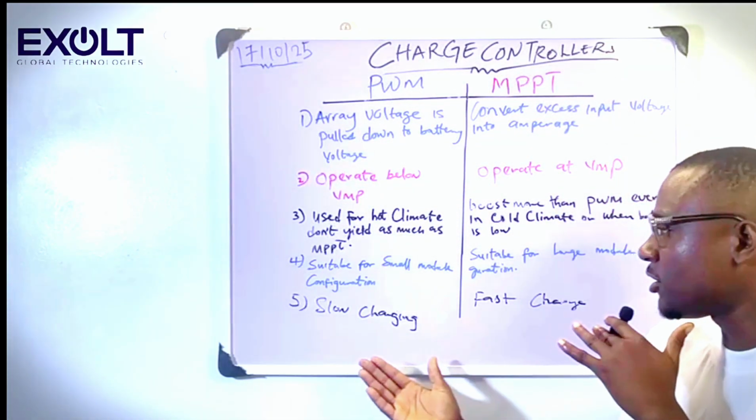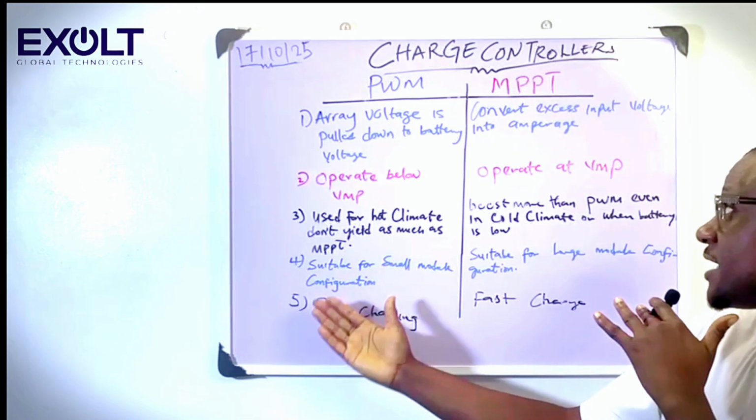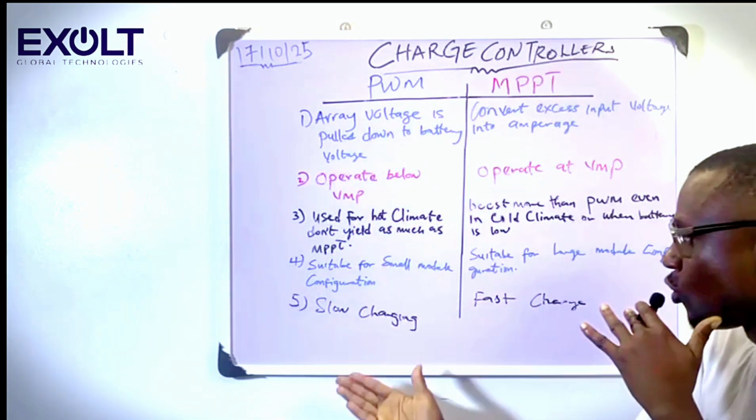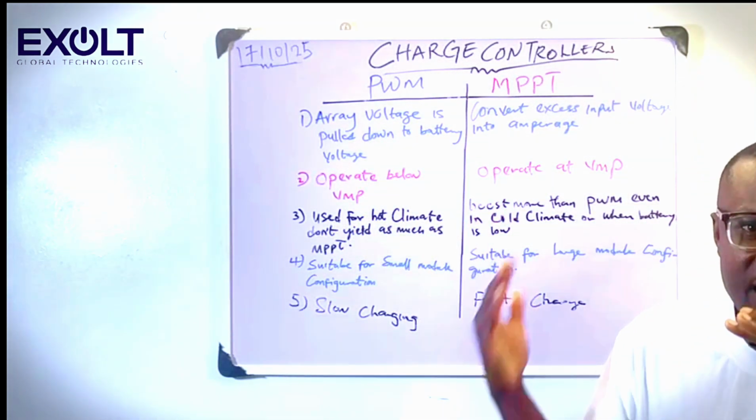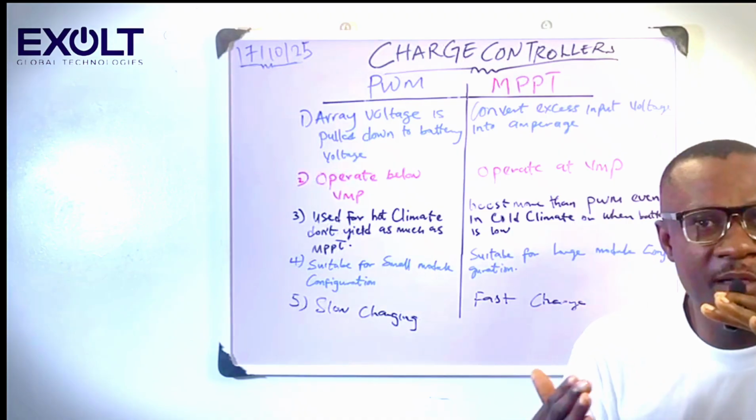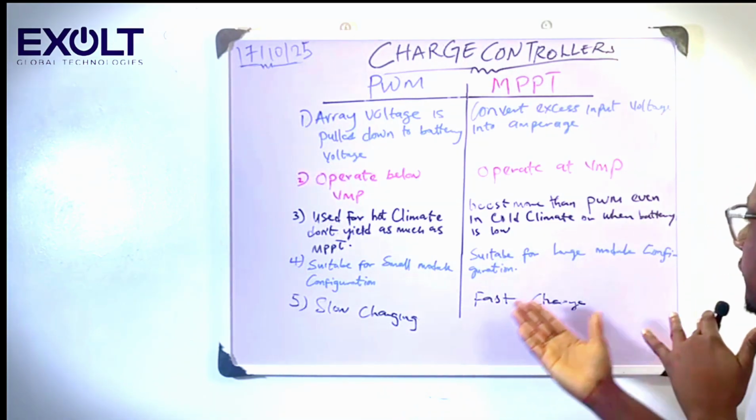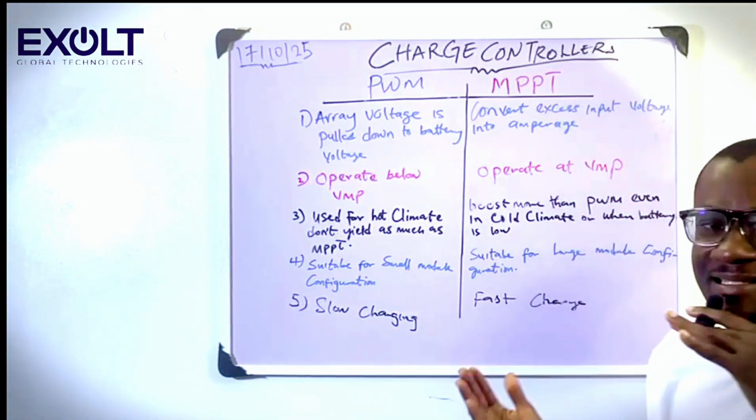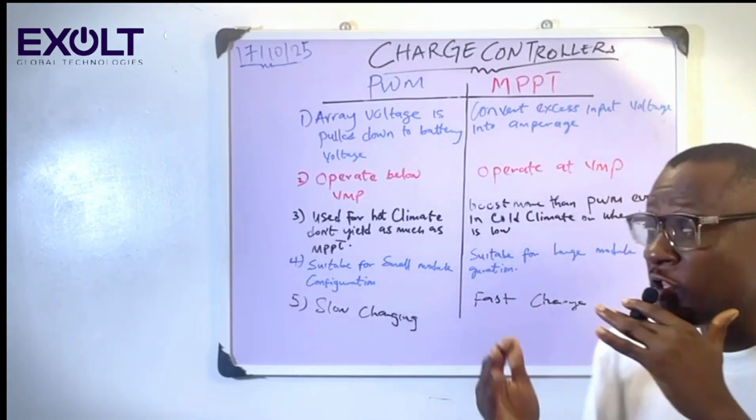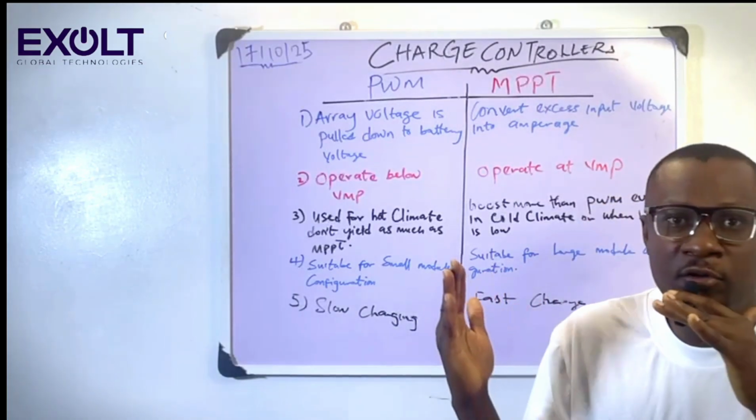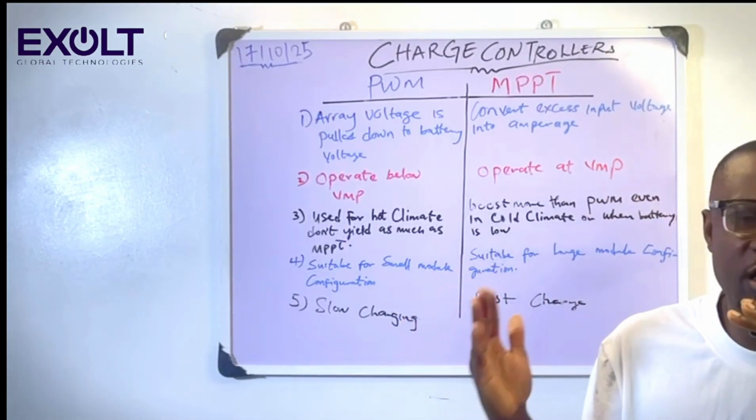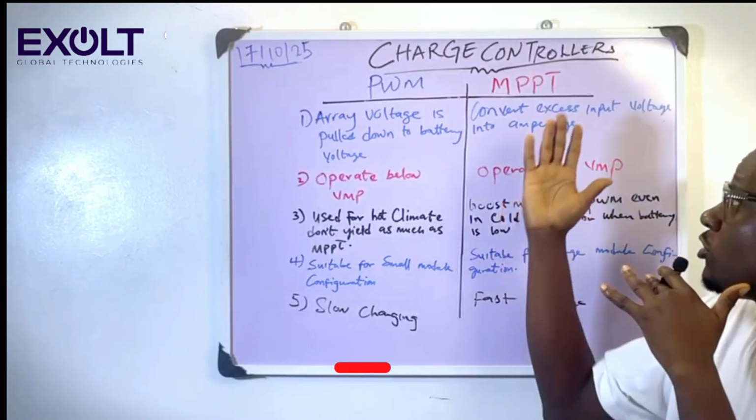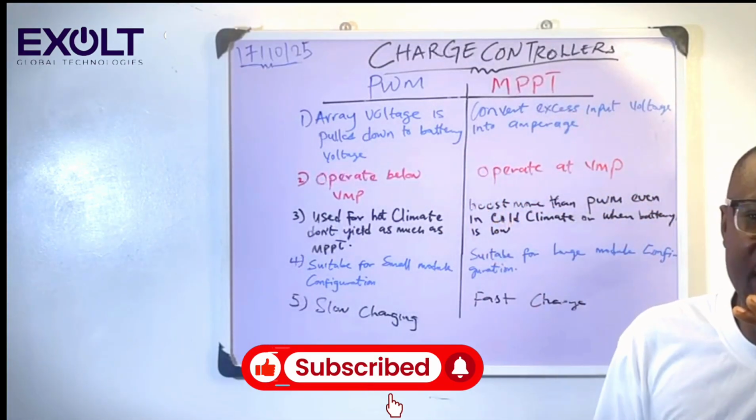So the last and not the least is slow charging. PWM is usually slow in charging. So when you are charging your system, the PWM is slow. But for the MPPT, it's fast and it boosts the battery. So if you are to make your choice for the type of charge controller you will need, I advise you to go for MPPT, especially if it's for a large project.